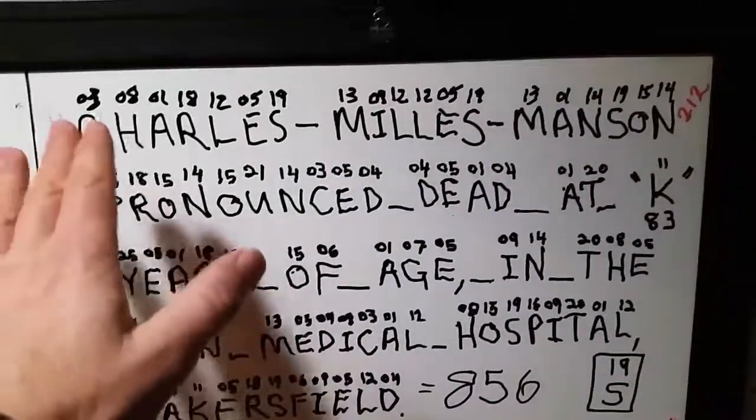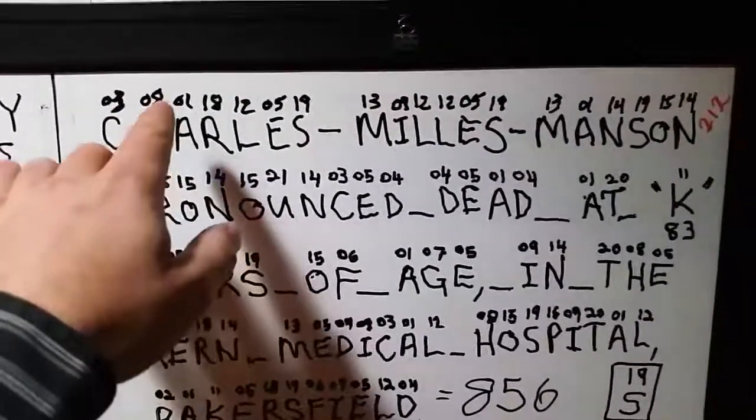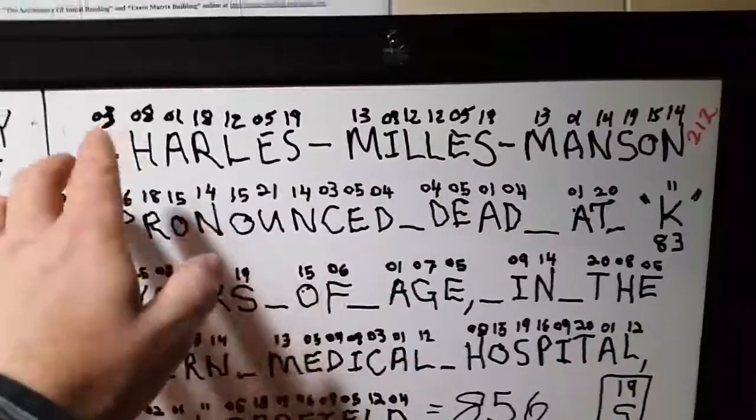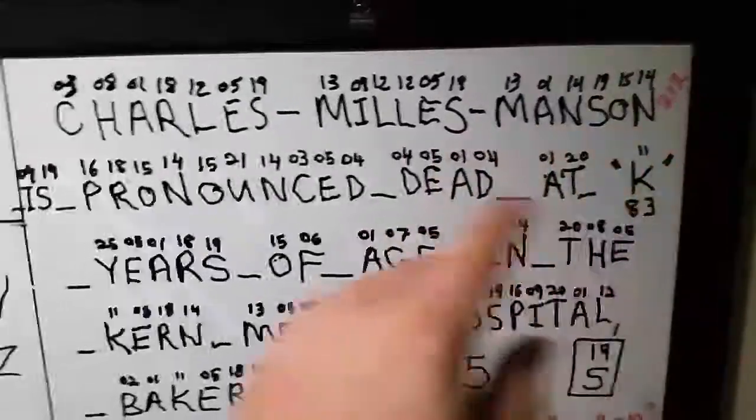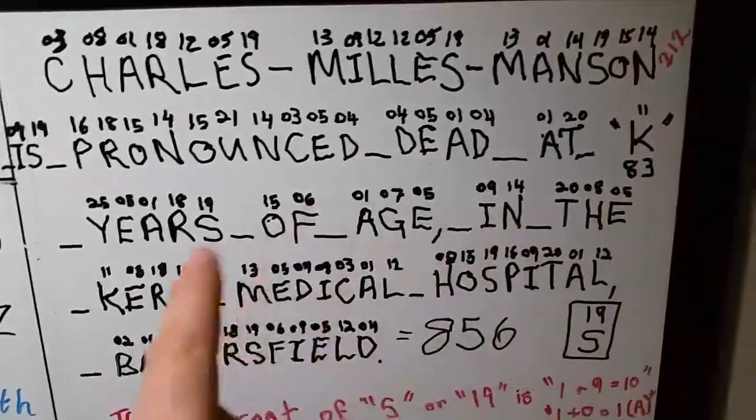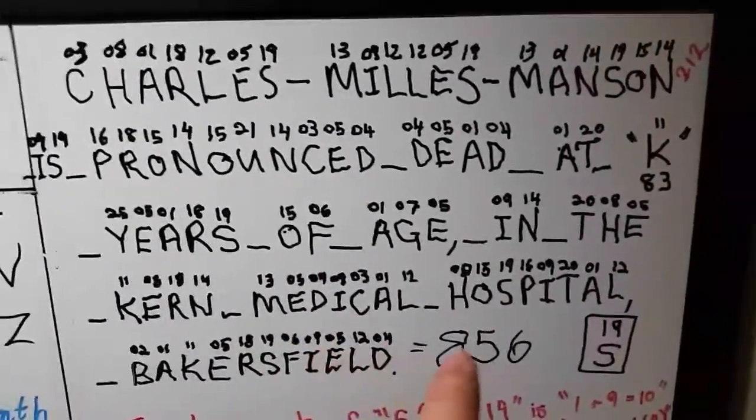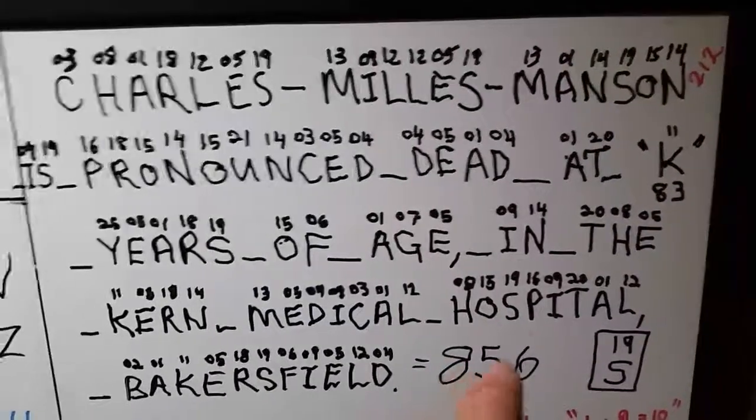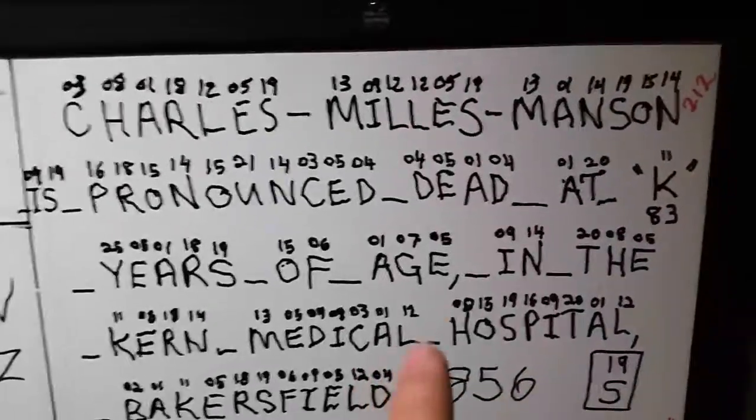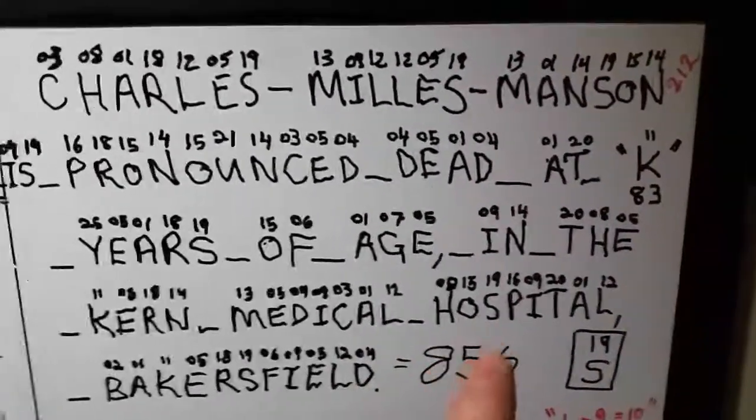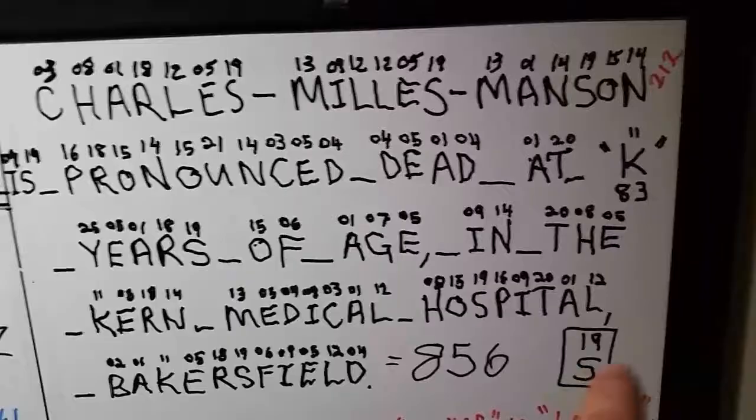So when we take the simple gematria value for these letters, like C is 3, H is the 8th letter in the alphabet, A is the first letter in the alphabet, and we add up this, Charles Mills Manson is pronounced dead at 83 years of age in the Kern Medical Hospital, Bakersfield, we see that it equals 856. We don't have 856 letters in the alphabet, so we have to add this together to reduce it down to the first letter connection we come to. 8 plus 5 plus 6 is 19. Well, we have 19 letters in the alphabet for sure, so that's the letter S.